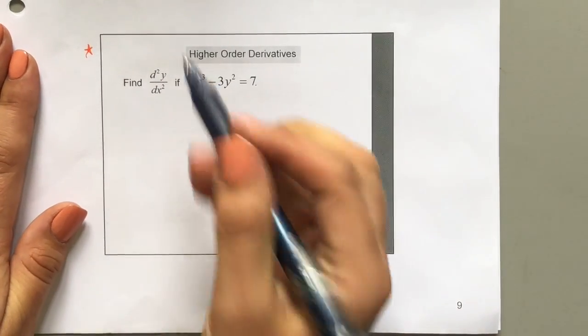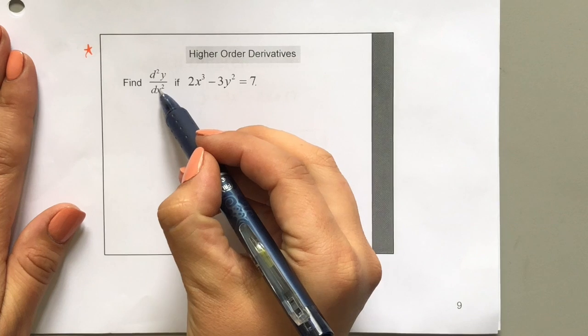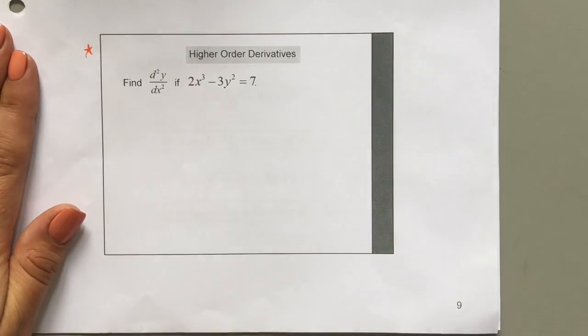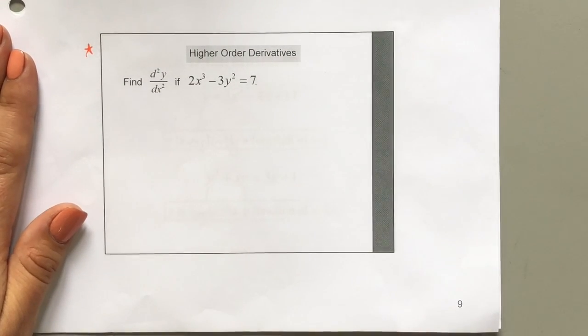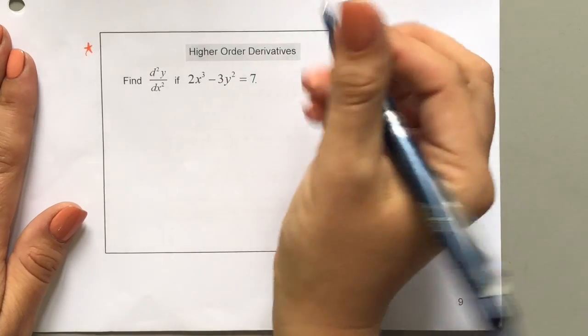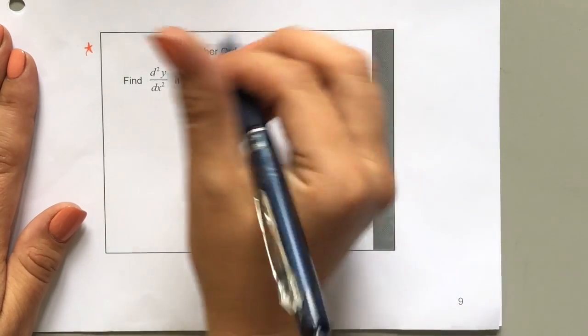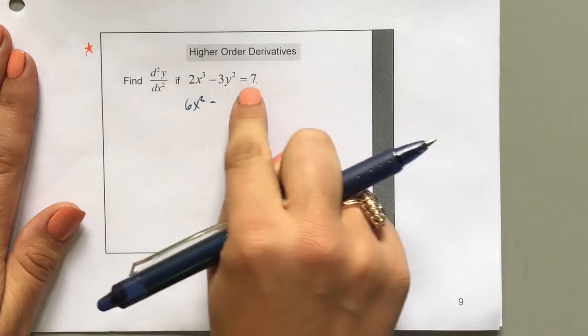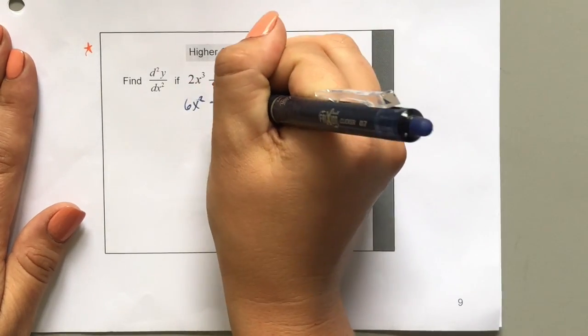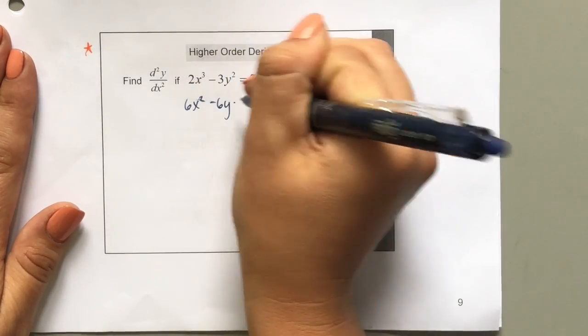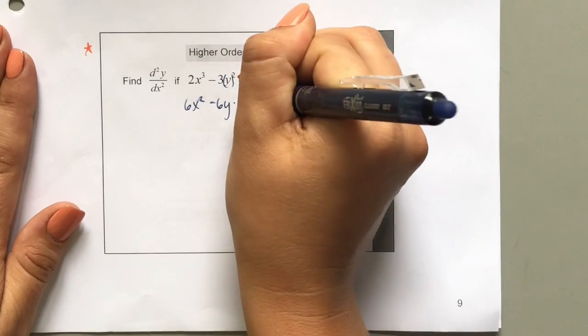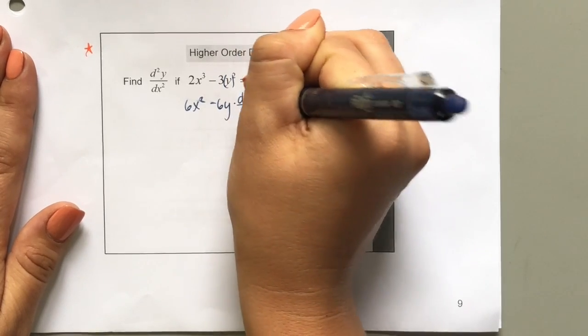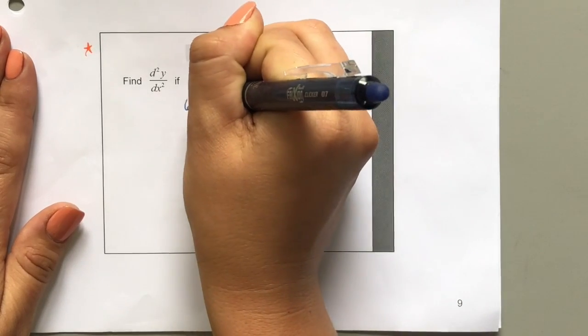So this is notation that means two derivatives, and each time it's with respect to x. All right, so we'll just take the first derivative, and then we'll take a second derivative. So let's take the first derivative. 6x squared minus, no product rule anywhere. So this would be 6y to the first times the derivative on the inside, dy dx, equals 0.